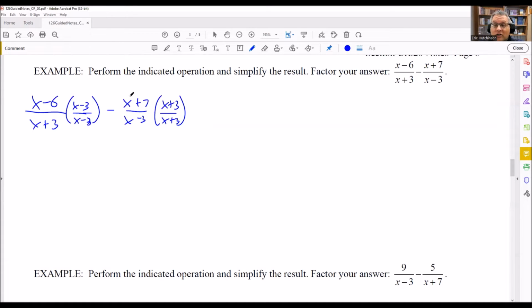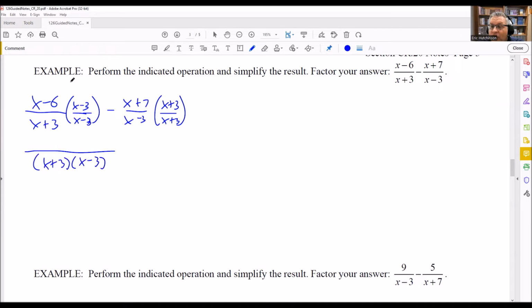The reason why is because there are some occasions where everything you combine on top might be able to be factored, and you can cancel out with something on the bottom. So that's why I'm going to leave the bottom in the factored form here, x plus 3, x minus 3. I'll just leave it like that.